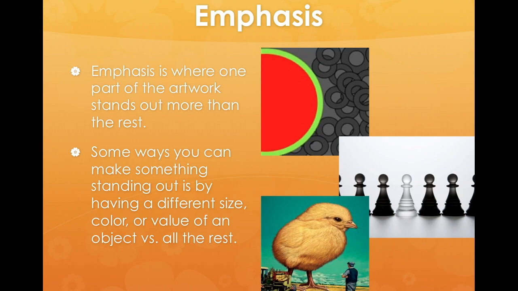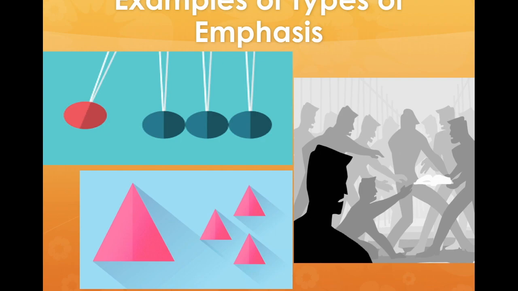In this piece, we see the white chess piece. That value makes it stand out the most. And then obviously the size of this little chick right here makes it stand out the most. Some examples of emphasis. We have this one standing out because of its color. This one is standing out because of its size, so it's bigger than the rest. This one is a different color than the rest. And this man stands out the most because he is darker than the rest of the piece. So this is the darkest value in the piece.